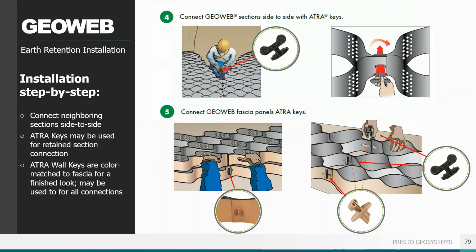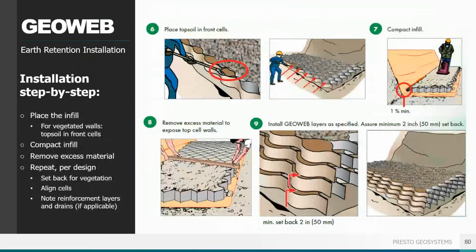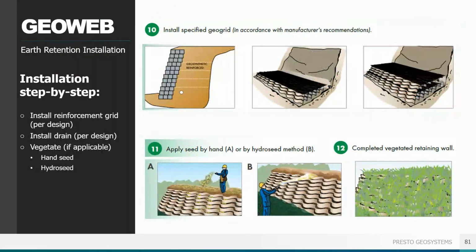And the interconnection of sections has another pro tip option with the ATRA wall key, which we just saw. Again, color matched to fascia. For vegetated walls, topsoil in the front cell, and any granular drainable material in the back. For a geosynthetic reinforced wall, add the geogrid as recommended by design and shown in step 10. For a vegetated wall, either reinforced or gravity, on to step 11.